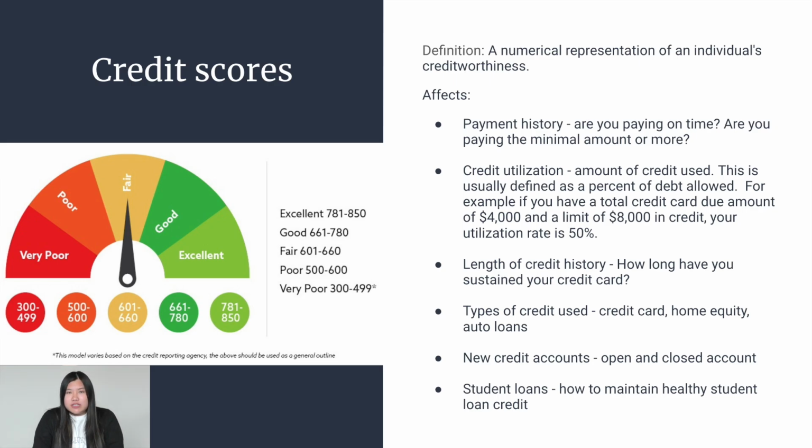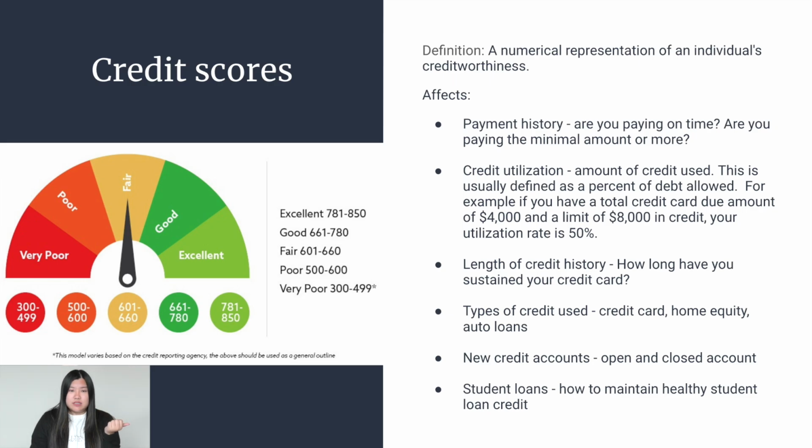So what's a credit score? A credit score is a numerical representation of an individual's creditworthiness. So what are the effects on it? One is payment history, as in, are you paying on time? Are you paying the minimum amount or more? Another is credit utilization, the amount of credit used. This is usually defined as a percentage of debt allowed. For example, if you have a total credit card balance of $4,000 and a limit of $8,000 in credit, your utilization rate is 50%.